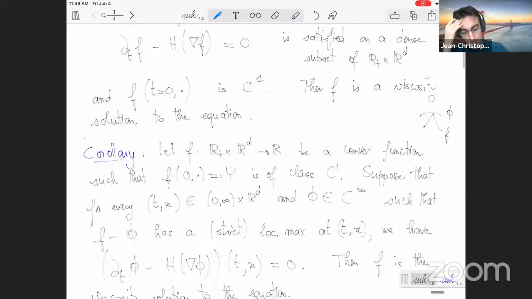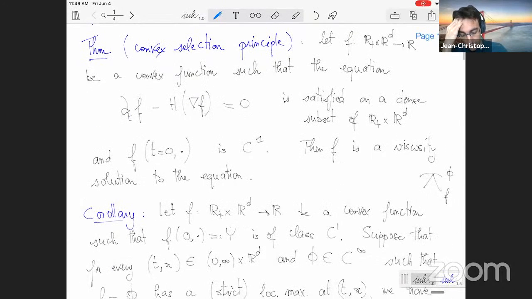So, okay, let me focus on this first theorem. When we say the equation is satisfied on a dense set of points, what I mean really is: there exists a dense set of points at which the function f is differentiable, and the relationship between the derivatives as displayed is satisfied.